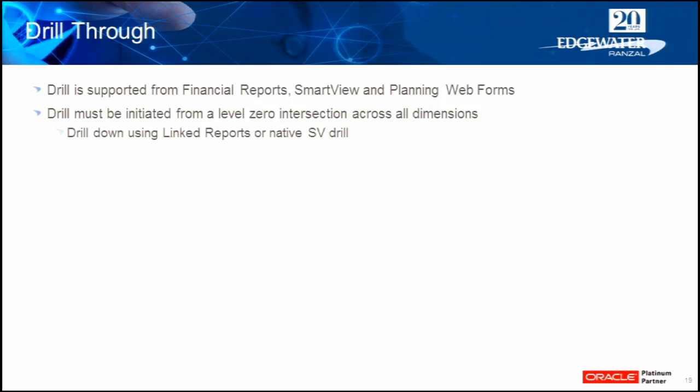All right, drill through. So drill through is supported from financial reports, SmartView, and planning web forms. Please hold your questions or comments. It must be initialized from a level 0 intersection across all dimensions. So when we think about this, we need to think about how we're doing drill through. If we start at the top, we've got to drill down till we get to that base level intersection, and then we can drill back through. So we can do that through linked reports if we're in FR, or when we're in SmartView, we can just keep drilling down and all that good stuff.